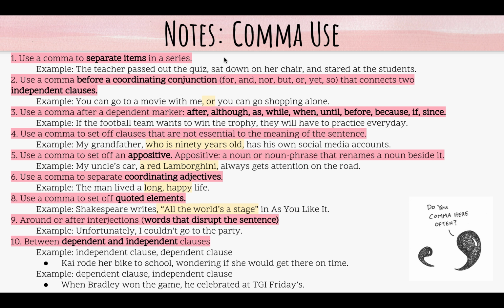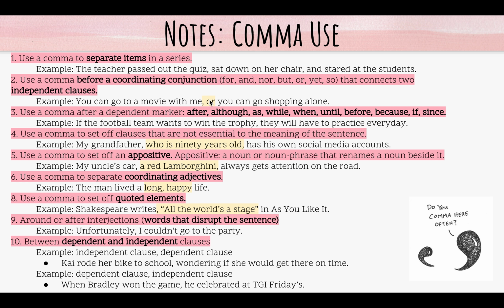and it has commas to separate all the items and activities that she did. You would also use a comma before what's called a coordinating conjunction. So a lot of you guys are familiar with FANBOYS. It just stands for for, and, nor, but, or, yet, and so. So these are conjunctions that connect two independent clauses or two independent sentences. So for example, you can go to a movie with me, comma, or you can go shopping alone.